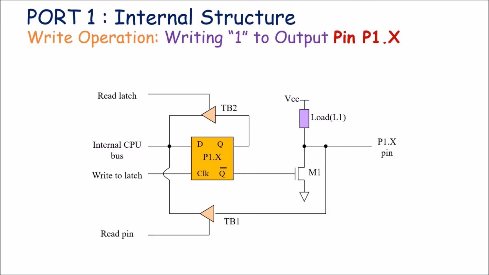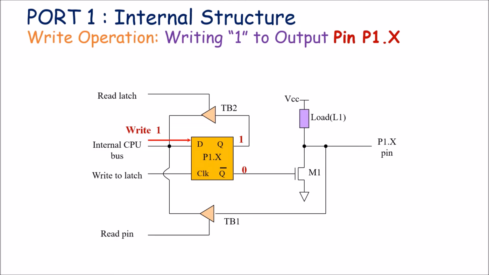Now let us understand write operation performed on port terminal. So first we'll see how logic 1 will be written at port terminal. To write logic 1 at port terminal, at internal data bus terminal, we'll send a logic 1. So this logic 1 is connected to D input of this internal latch. Since D input is at logic 1, Q output of latch will be at 1 and Q bar output will be at logic 0. So this 0 will be connected to gate terminal of this FET switch.